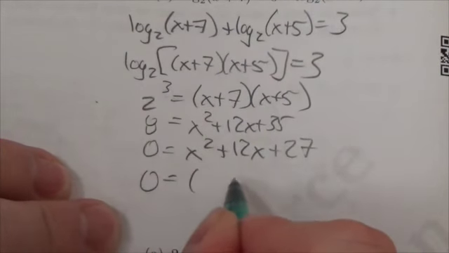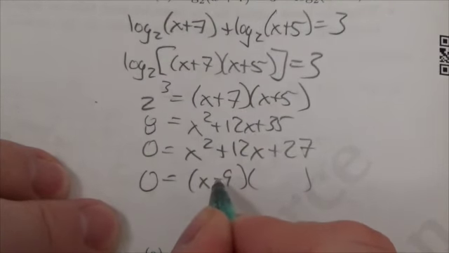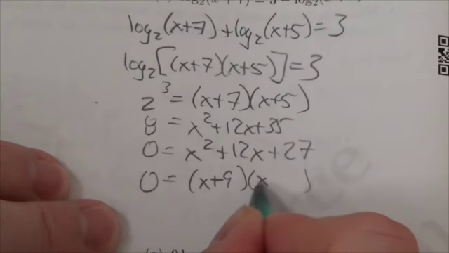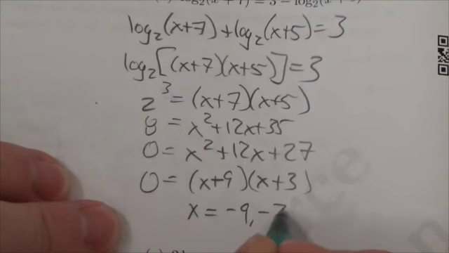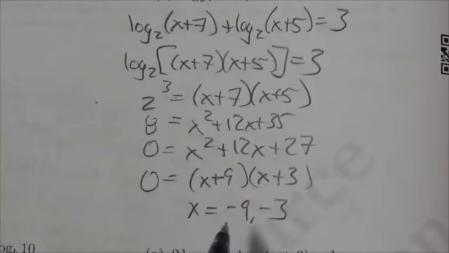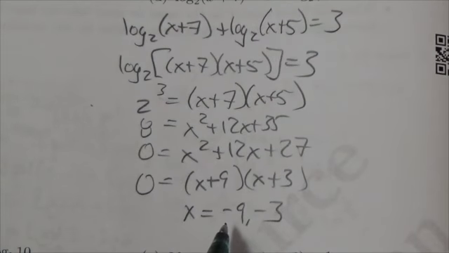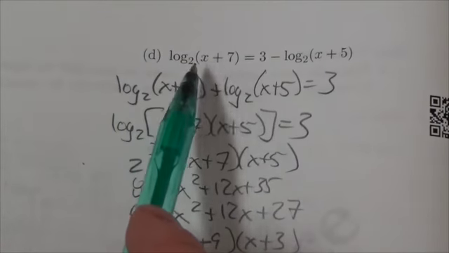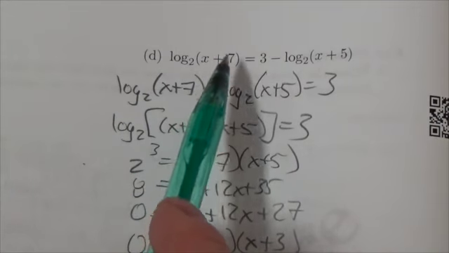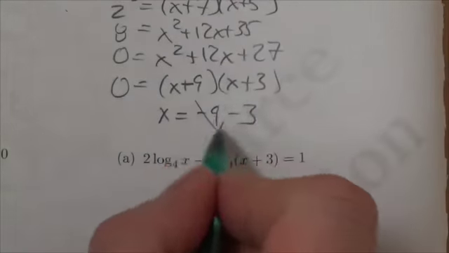And that can be factored as x plus 9, x plus 3, which gets me as my results negative 9 and negative 3. Now both of my results are negative here. So you got to watch this. You can't just ignore roots or discount them because they're negative. Come back up here. What's negative 9 plus 7? Well, that's negative 2. Can I take the log of negative 2? No. So negative 9 is not a root.